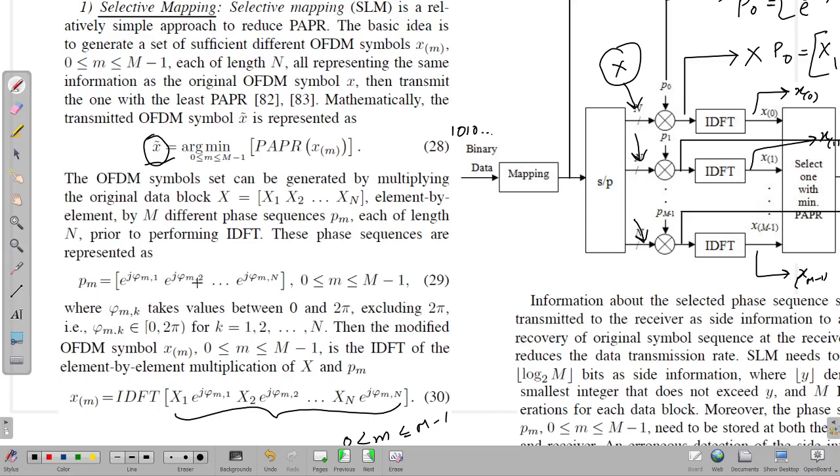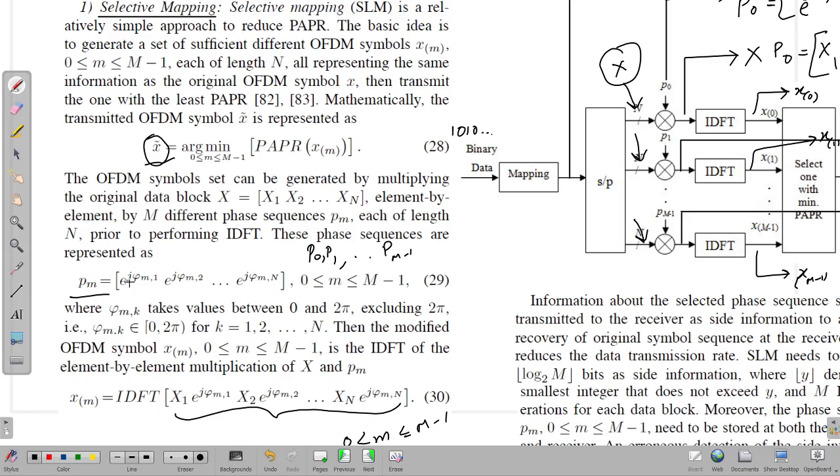These phase sequences, there are capital M phase sequences P0, P1 up to Pm minus 1. There are M different phase sequences, and the elements inside the phase sequences are these complex exponentials. Being a complex exponential, its magnitude is equal to 1, and it has only the phase value, which changes the phase of the OFDM signal when it is getting multiplied with this sequence.